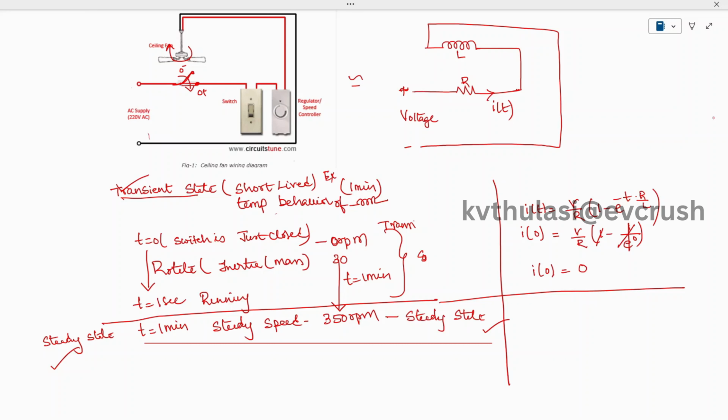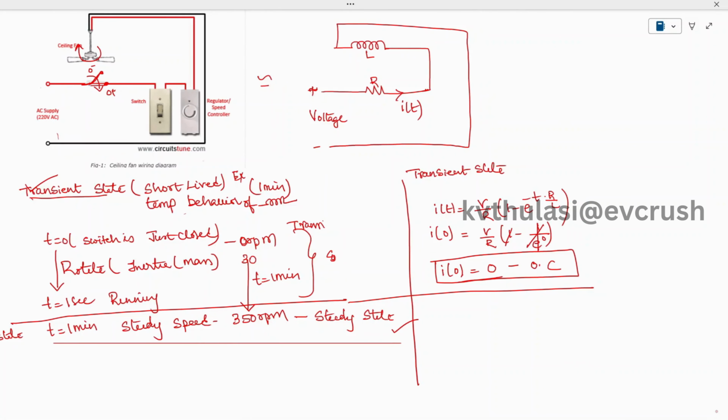So when i is 0, you can understand that the inductor initially will try to act as an open circuit. So the inductor is initially an open circuit in transient time. Okay, so in the transient state, the behavior of the inductor is just open circuited.